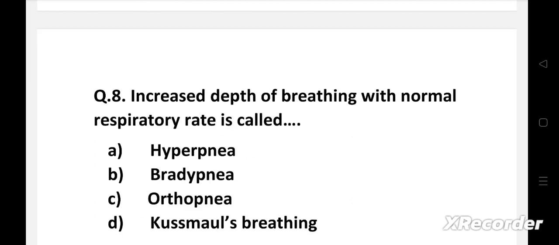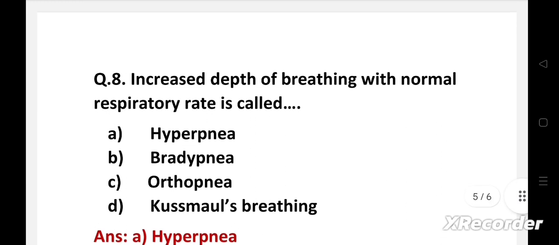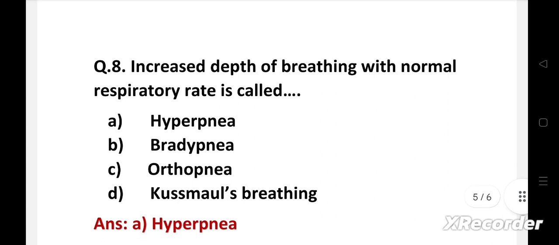Next question. Increased depth of breathing with normal respiratory rate is called: option A, hyperpnea; B, bradypnea; C, orthopnea; D, Kussmaul's breathing. Right answer is option A, hyperpnea.